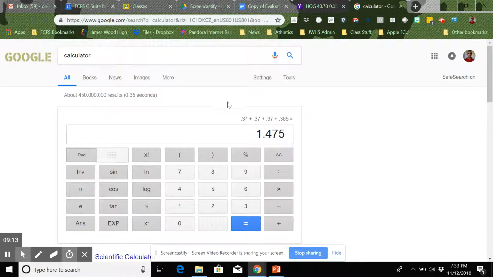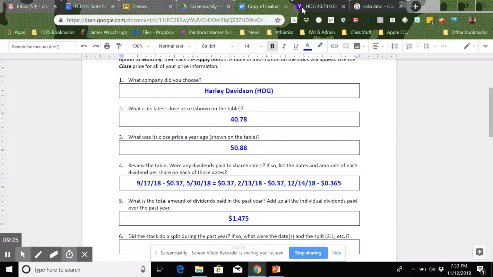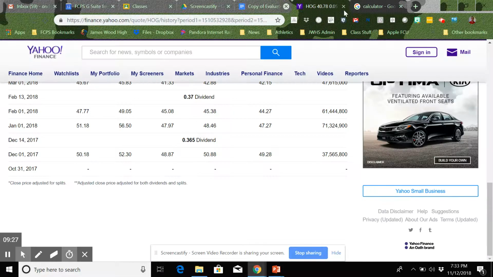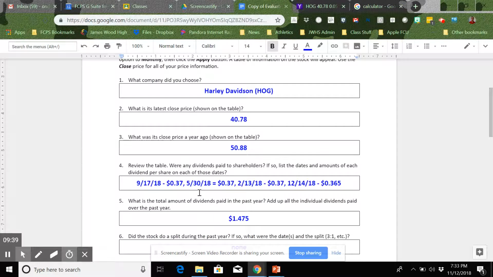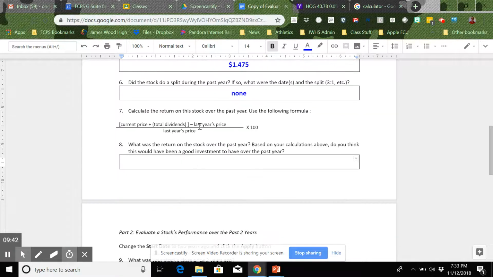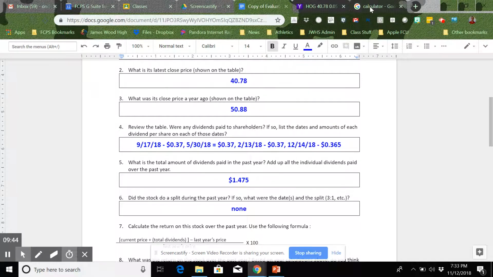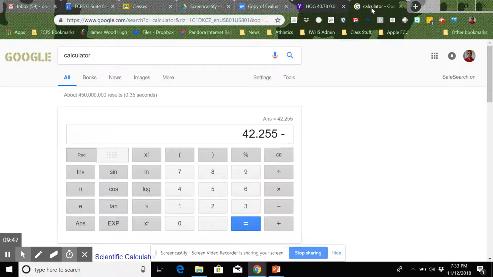Let's go here to the calculator. Let's clear it. We can go 40.78 plus, what was the dividend? 1.475. Plus the 1.475 equals that. But now we need to subtract last year's price, which was 50.88. We got to go minus 50.88 equals. So it lost $8.62 over the last year.